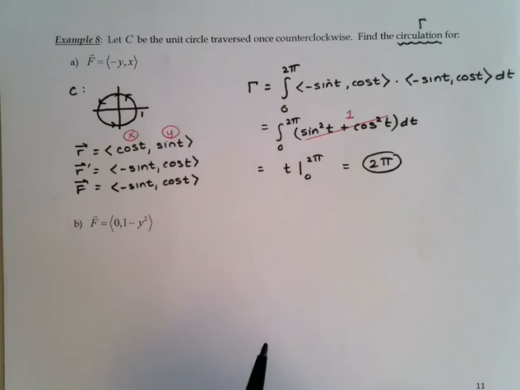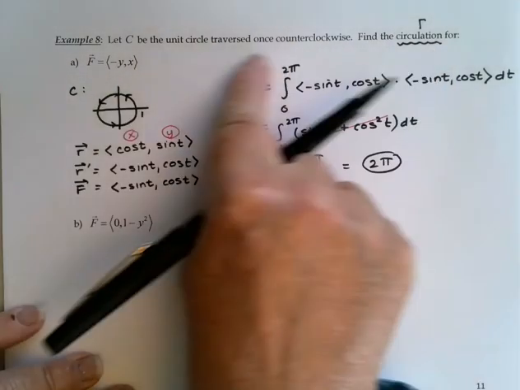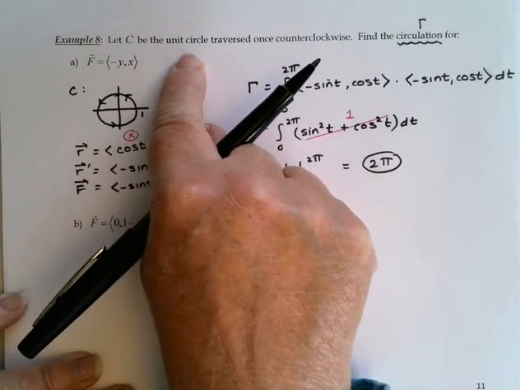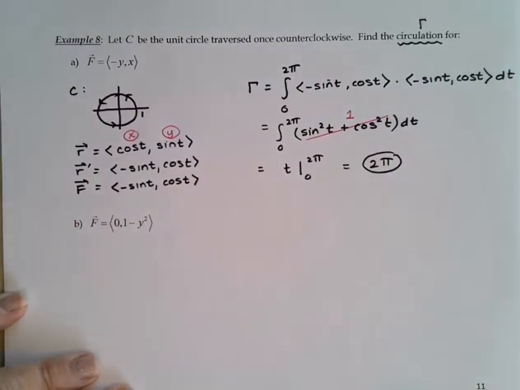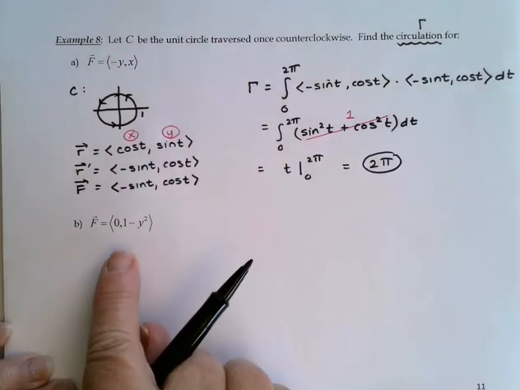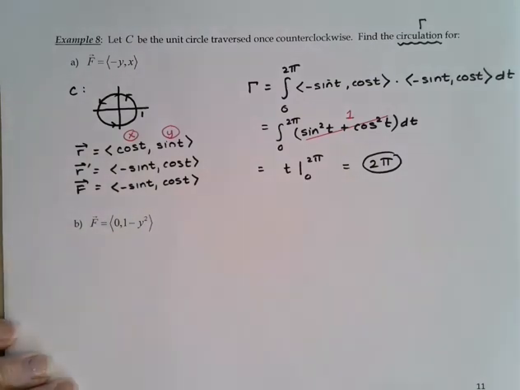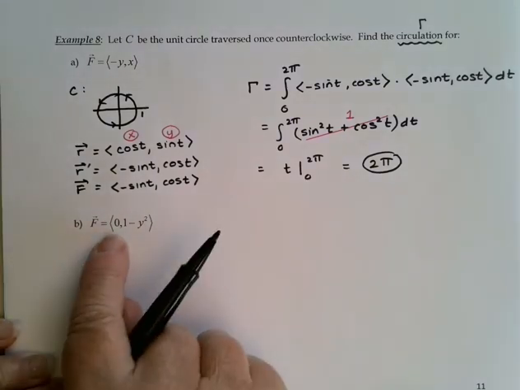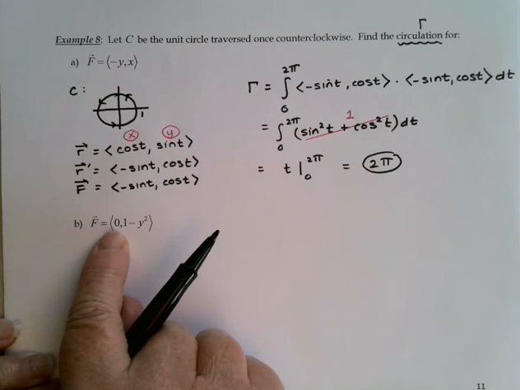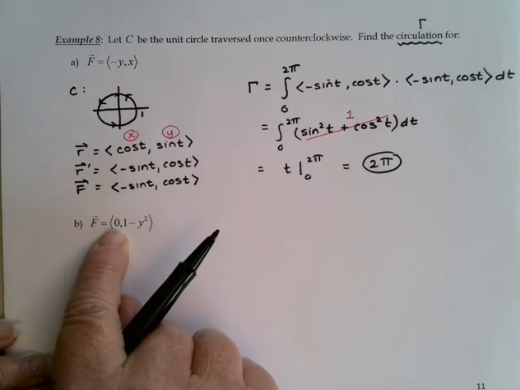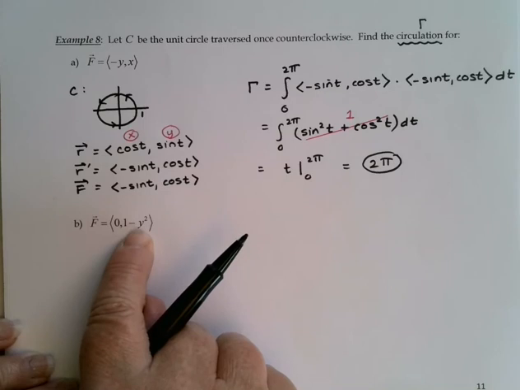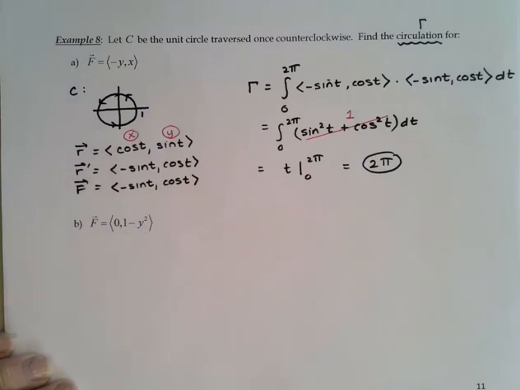All right, let's use the same path. The unit circle traversed once counterclockwise, but this time I want the circulation in a different vector field, 0, 1 minus y squared. Notice this is going to be a completely vertical vector field. The x component is 0. The y components are the only ones that actually count, so all my vectors in this vector field will be up and down. We'll look at a picture from Maple on that in just a couple of minutes.